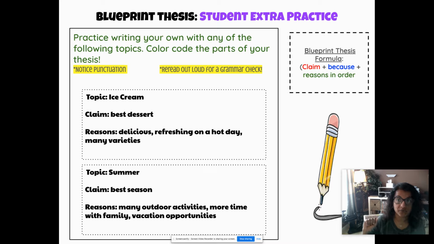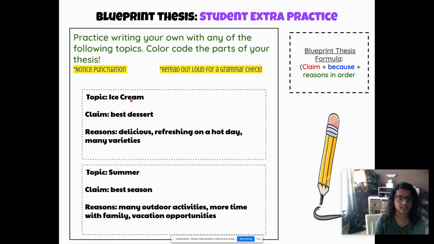And if you need me to check for feedback, or if you want to message me and go, Mrs. Mathai, is this correct? I can do that. But once you start writing it out, you might feel really comfortable and see, oh wow, I am getting this. So it says practice writing your own with any of the following topics. Color code the parts of your thesis. Remember to notice punctuation, read out loud for grammar. And here's the formula. I put them right there.